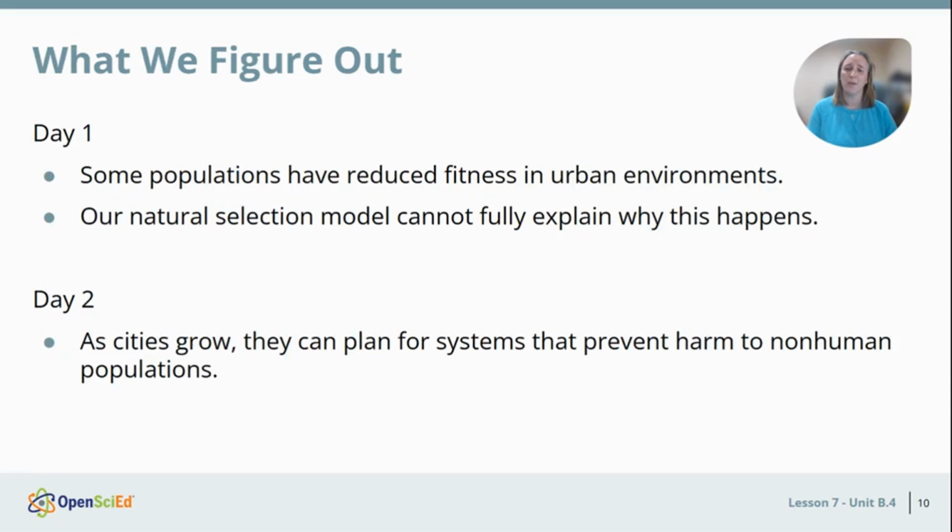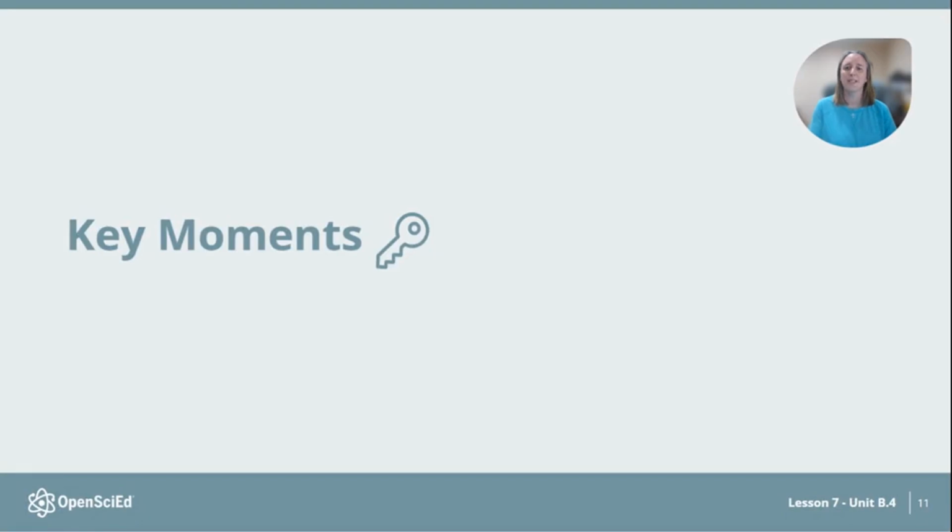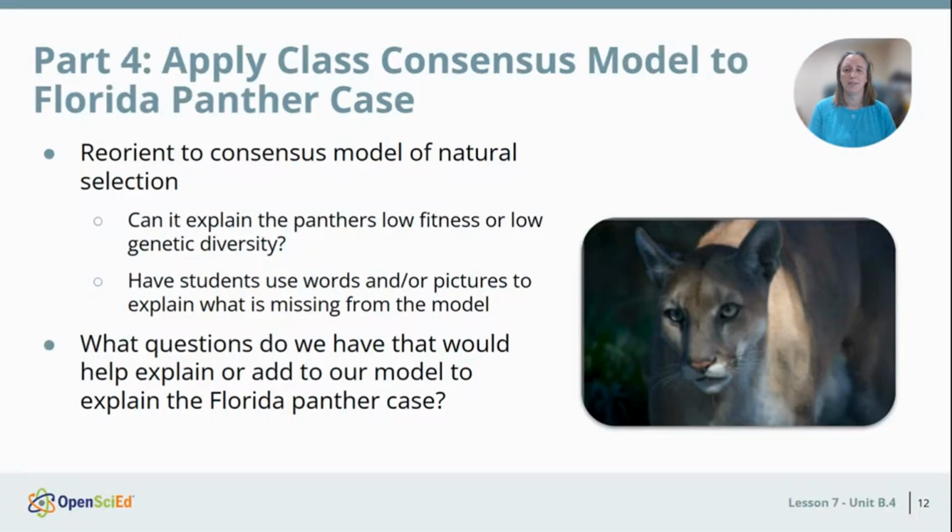So in summary, on day 1 of Lesson 7, students are introduced to the Florida panther and we discuss how our consensus model of natural selection cannot fully explain why some populations have reduced fitness in urban environments. On day 2, students learn about Buckeye, Arizona, and find out that cities can plan for systems to prevent harm to non-human populations. Let's take a moment and look at the key moments in Lesson 7.